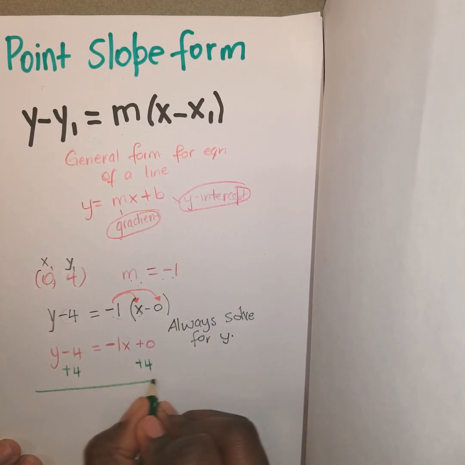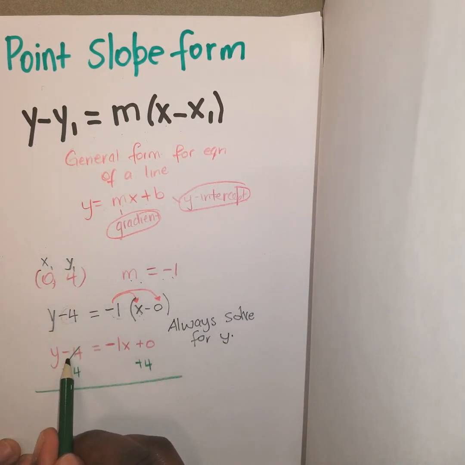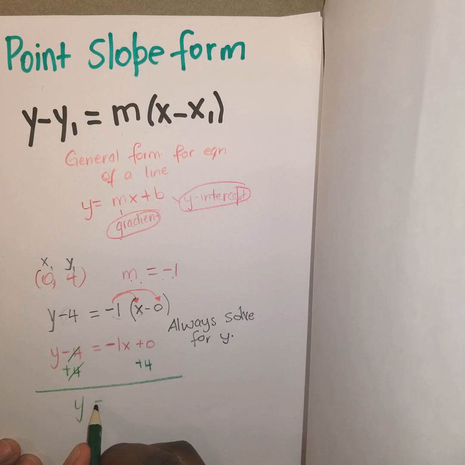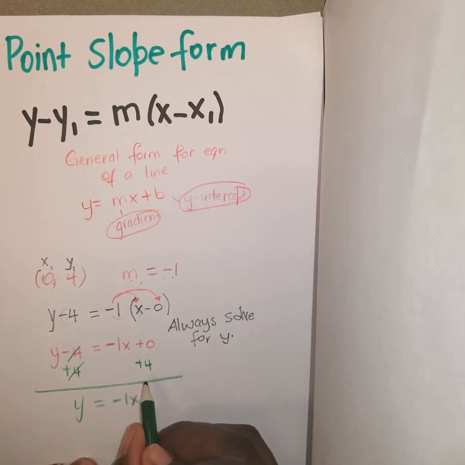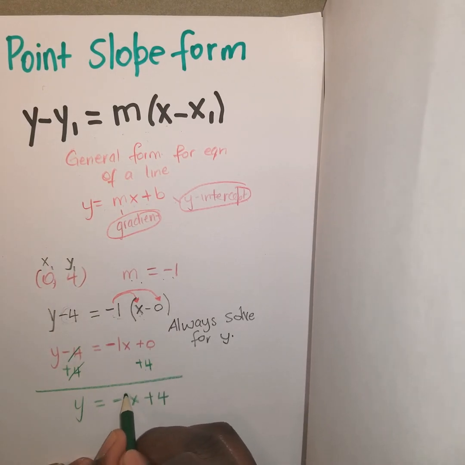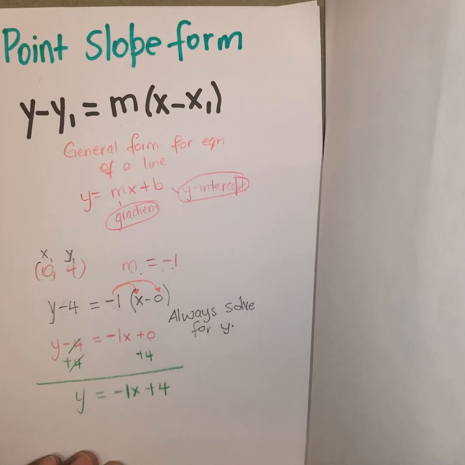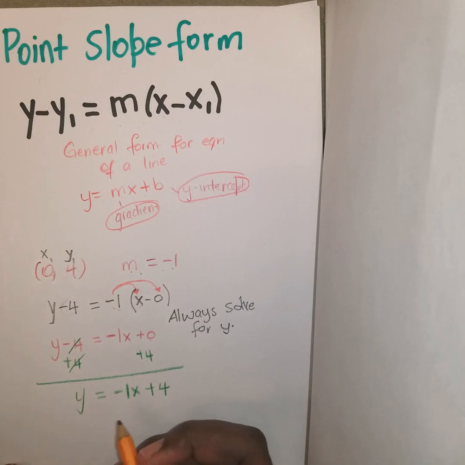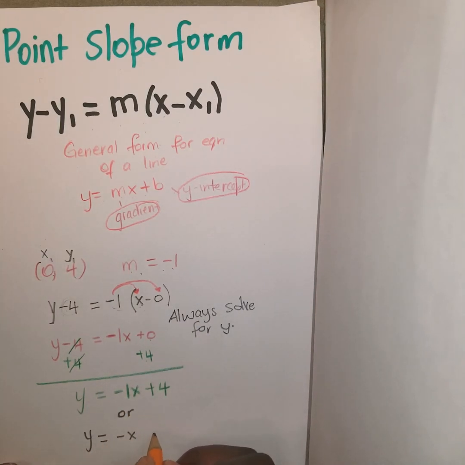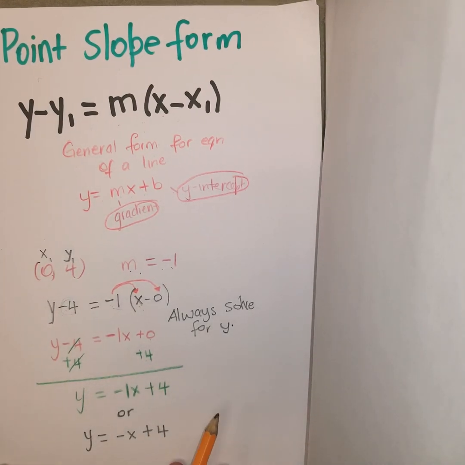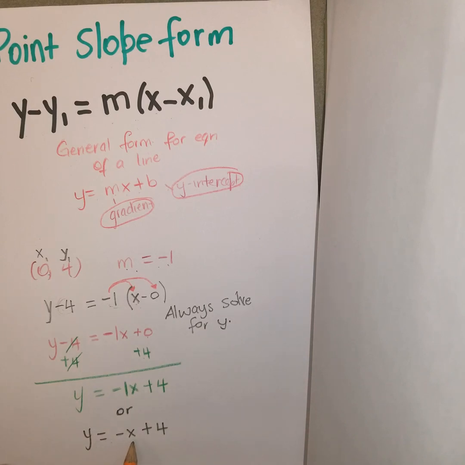So let's simplify. This -4 cancels this +4. So y is equal to -1x, 0 plus 4 is 4. So this -1x can be rewritten as just -x, or you can leave it as -1x. That's also fine. So it's y is equal to -x plus 4, and you're finished, because this is in the form y equals mx plus b.